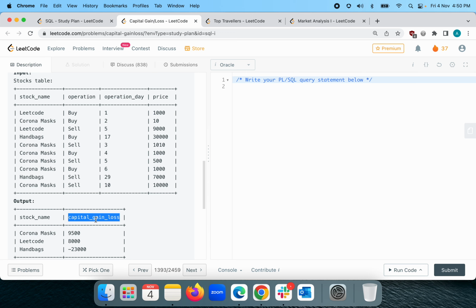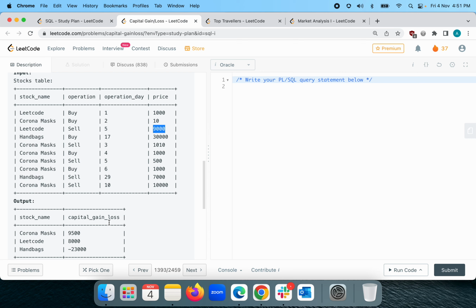So how is this calculated? It is calculated using the price column, where we add or subtract a particular amount of price based on the operation column. If it is buy, we are subtracting it. If it is sell, we are adding it. So based on the operation, we are forming this capital gain and loss column.